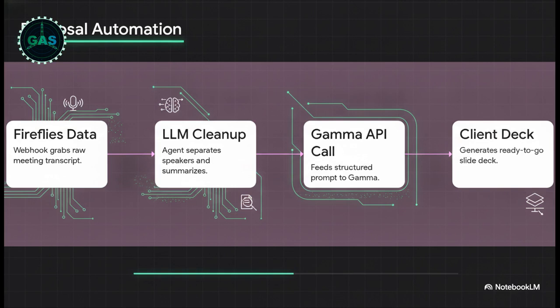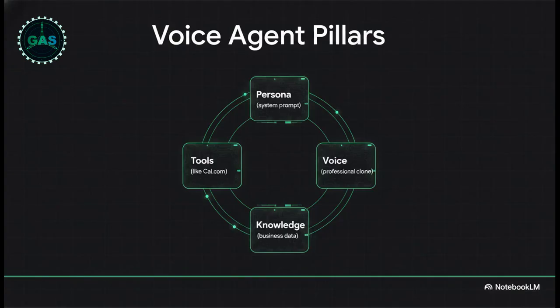Then that same agent shoots off an API call directly to Gamma, which is a presentation software, and feeds it a really heavily structured prompt. And the result? A stunning, completely ready-to-go slide deck that outlines the problem, the ROI, and the implementation roadmap. The AI gets you like 90% of the way there. You just tweak it a bit and send it off. It's that simple.